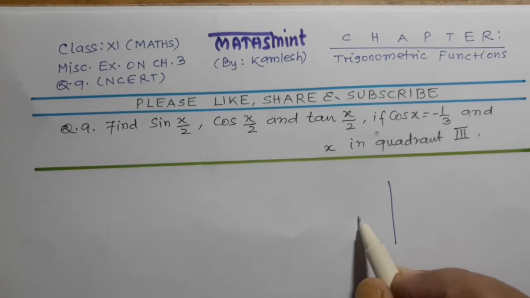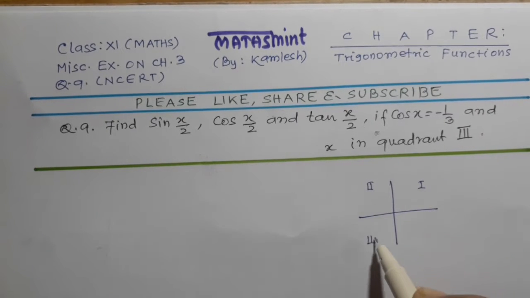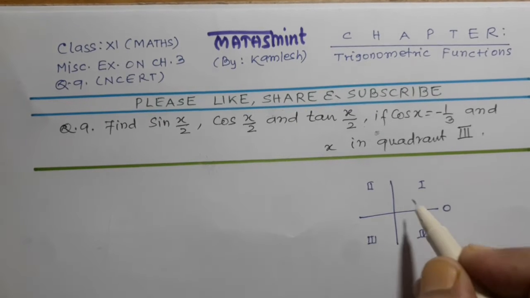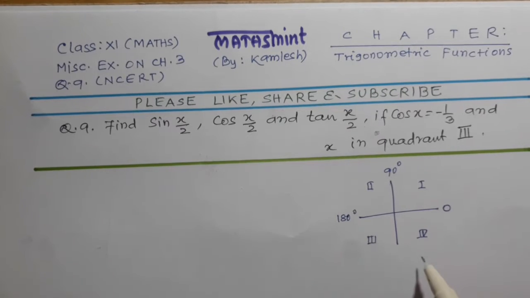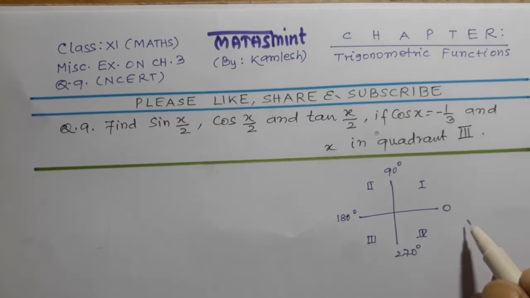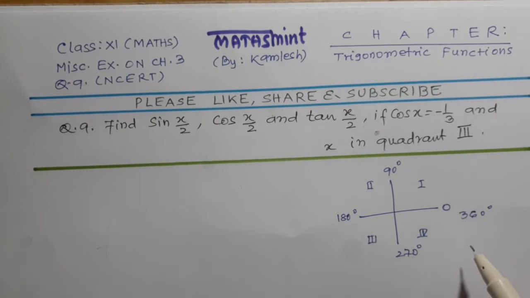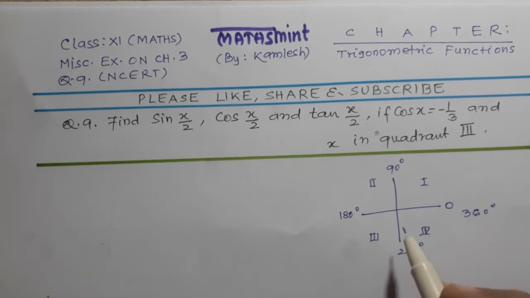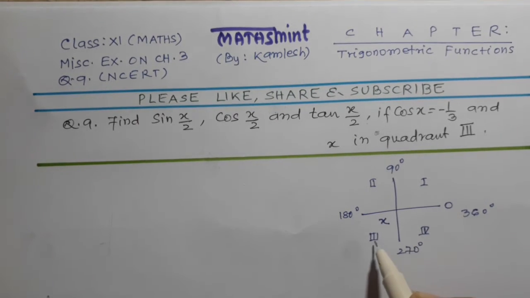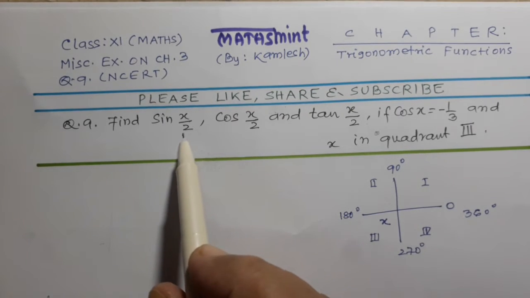This is the quadrant, this is first quadrant, this one is second, this is third one, and this is fourth, right? And this starts from 0, it is 90 degree, it is 180 degree, it is 270 degree, and again it is 360 degree, right? You might be knowing from the starting of this chapter. And now by question, x is lying in quadrant 3. So we should find the first position of x by 2.